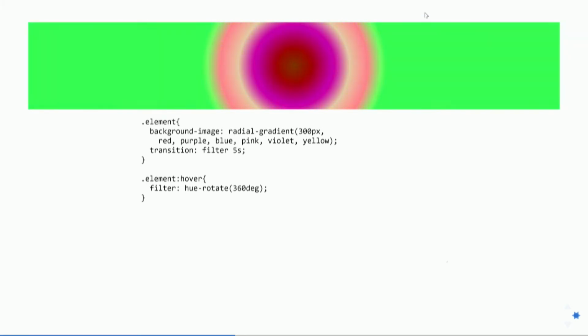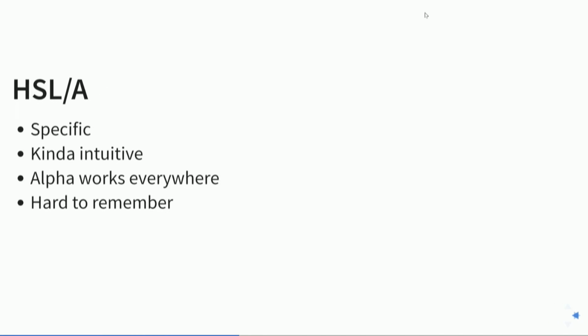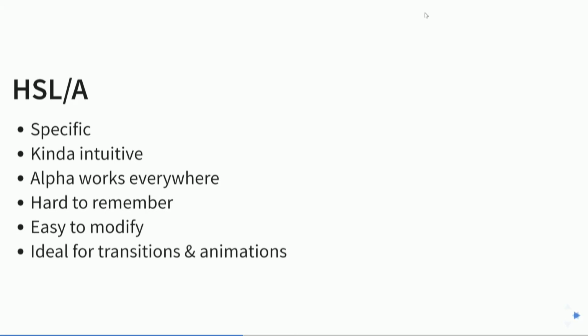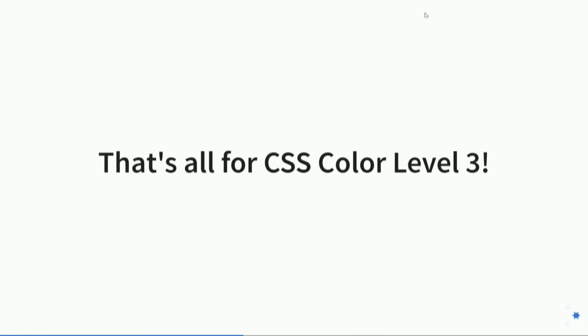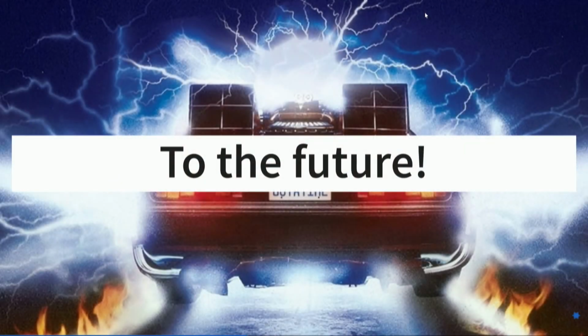So it's great. HSL is specific. You can have really, really large different colors. It's kind of intuitive, much more than the others. The alpha works everywhere. It is hard to remember because there are a lot of values. But it's great. It's easy to modify, and it's ideal for transitions and animations. So that's all for CSS Color Level 3. Let's go to the future.